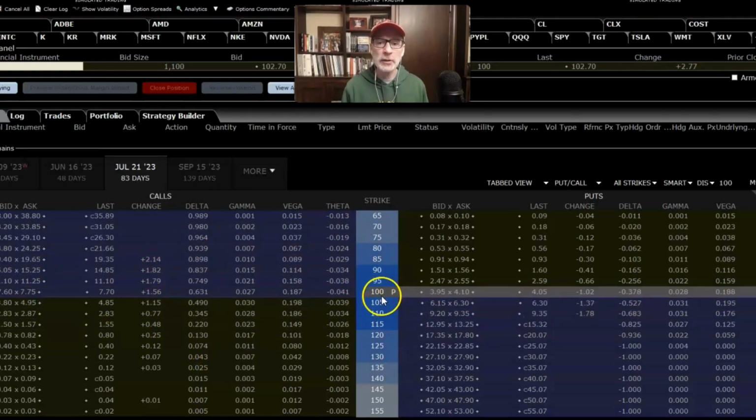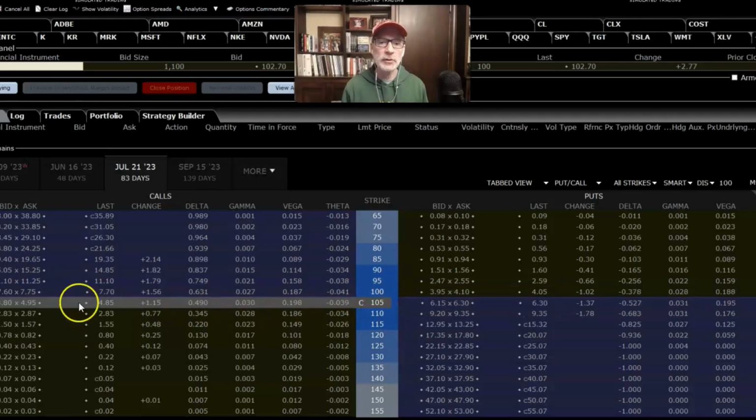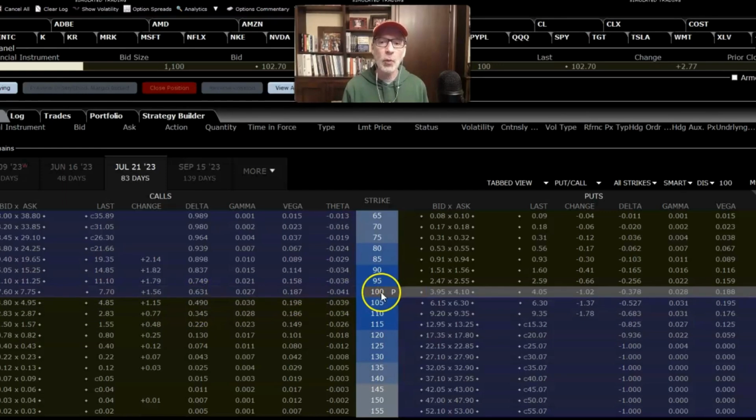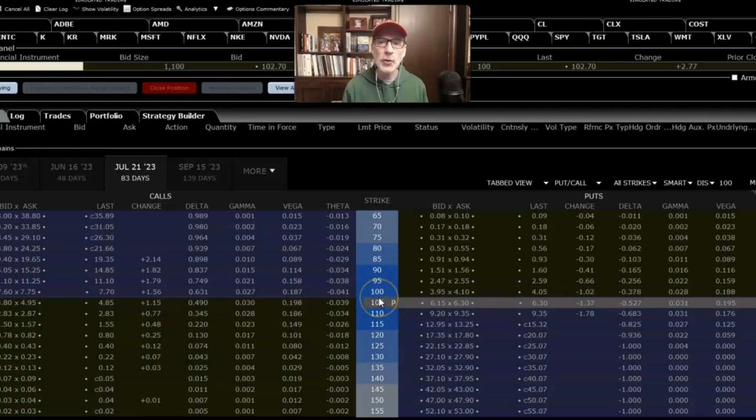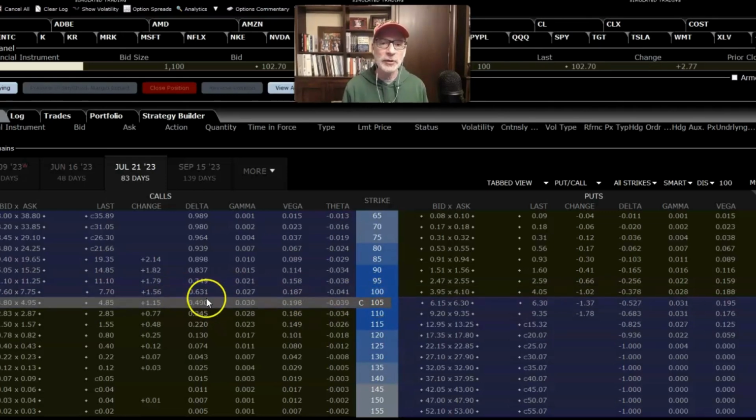So let's just look at the 105 calls, which went out around $4.85, $4.90 yesterday per contract. The delta, at the money, is going to be very close to 50%. So the 105 calls have about a 49% delta. The 100 calls have about a 63% delta. If there was a 102.5 strike, the delta would be somewhere between 49 and 63%.